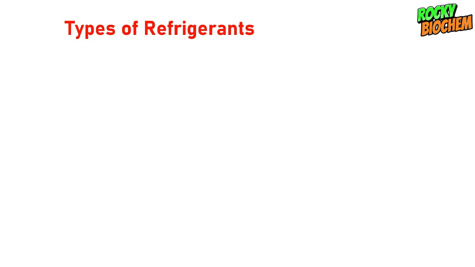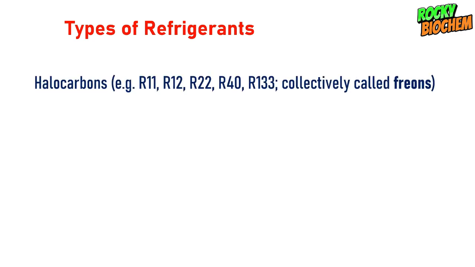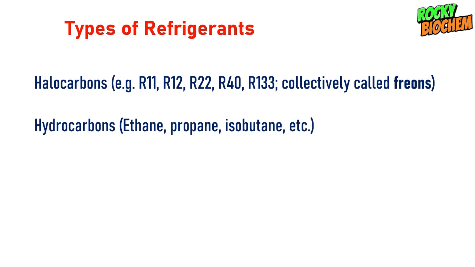There are different types of refrigerants available. We have the halocarbons, and they include R1, R2, R22, R40, R133, etc. And we collectively call this group of refrigerants freons. That is why sometimes you will come across freon 11, freon 12, freon 22, etc. We also have the hydrocarbon based refrigerants, and they include ethane, propane, isobutane, etc.